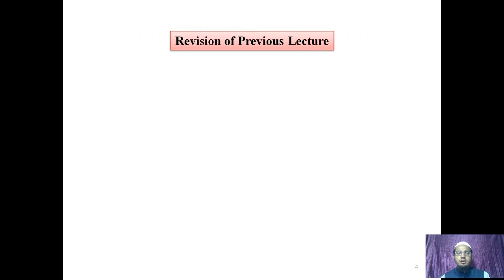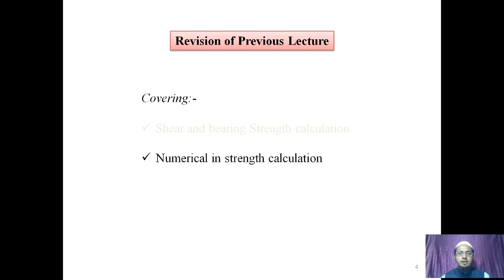So first of all, let's recap the previous session. In the previous session, we discussed shearing and bearing strength calculation and also solved a simple numerical on calculation of strength of bolt in bearing and shearing. Again, we will use these formulas in design of bolted connections.